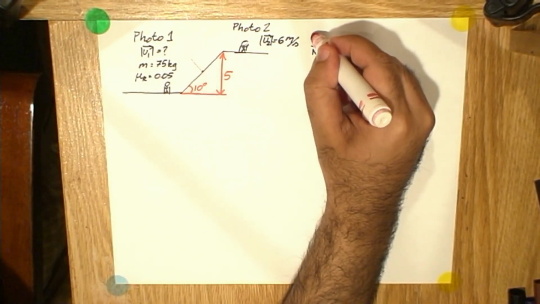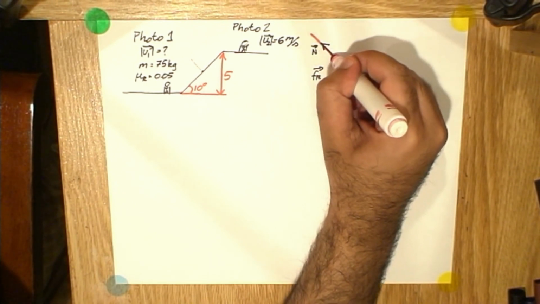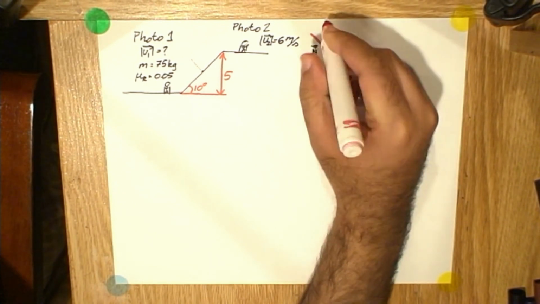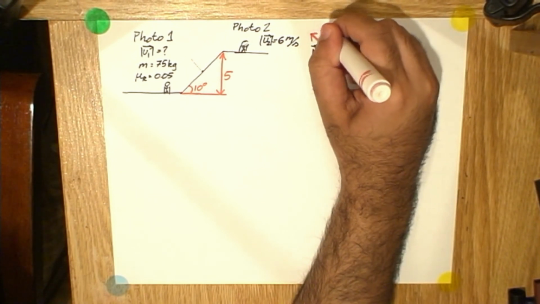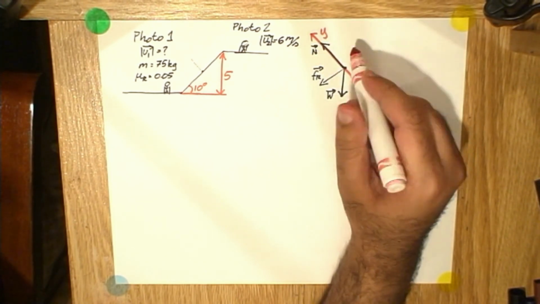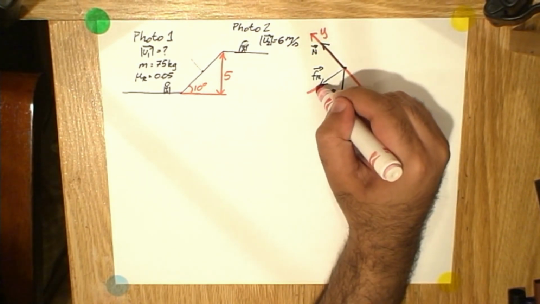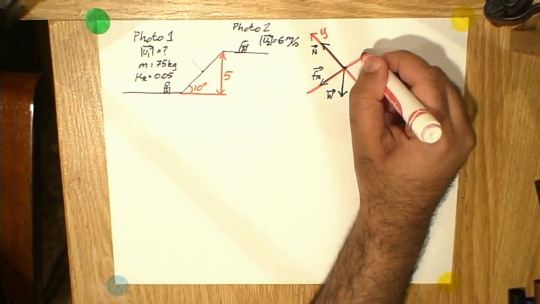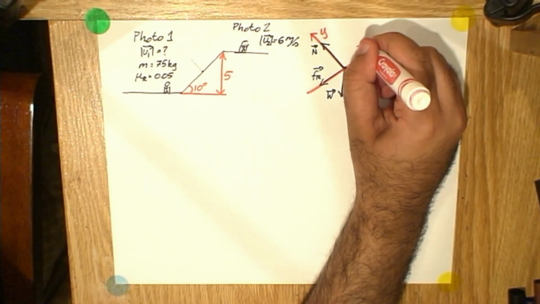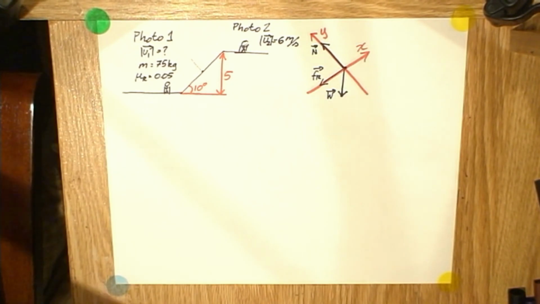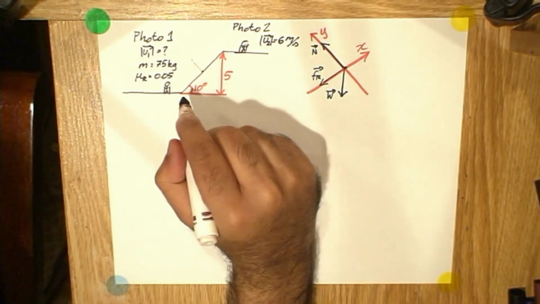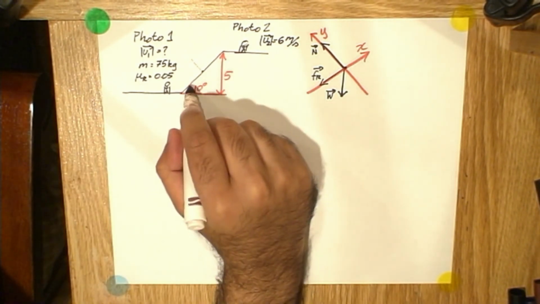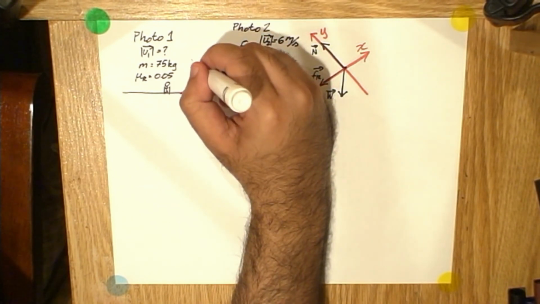Let's add in our axes. In a ramp, the normal force is always put, or the y-axis is always put along the normal force, and the x-axis is always put along the slope. Now we need to figure out how big that friction force is. We were told that this ramp has an inclination of 10 degrees.